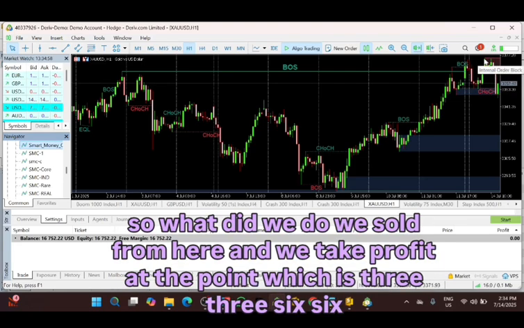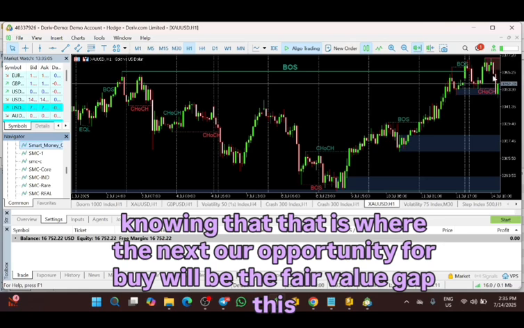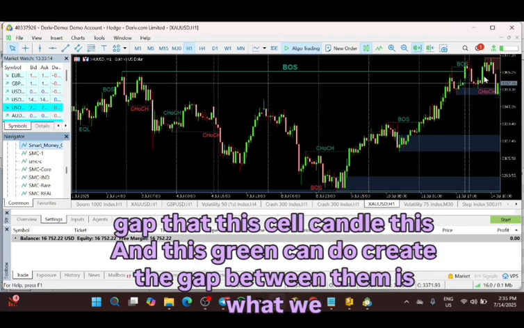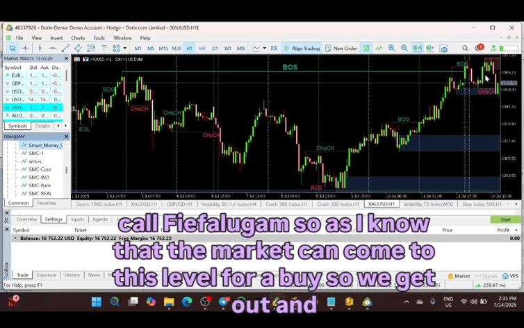So what did we do? We sold from here, and we took profit at 3366, which is where the next opportunity for a buy will be, a fair value gap. The gap between this green candle and this green candle is what we call a fair value gap.